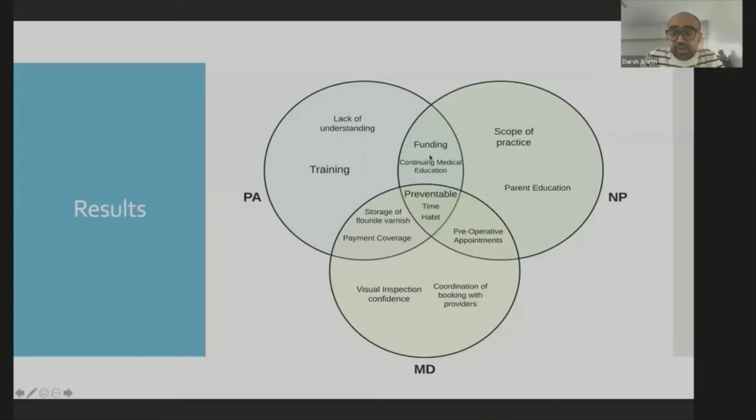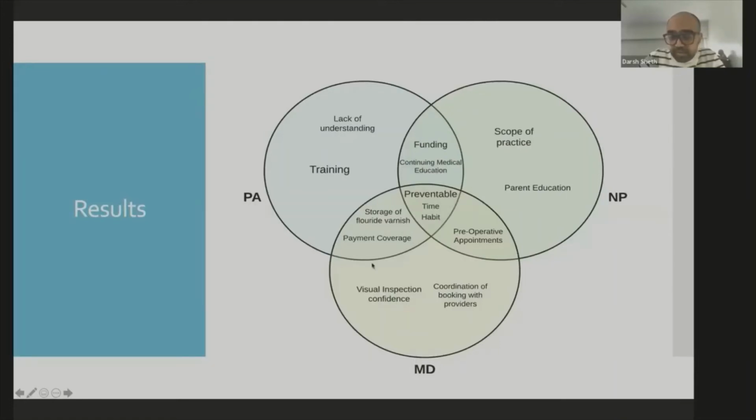In terms of looking holistically at all three professions, they all mentioned that this was something that was preventable, and getting into the habit of actually conducting this caries risk assessment tool would be a barrier to all 3 professions. And obviously time, how much time do they actually have in their limited time appointment slots to conduct this caries risk assessment tool?